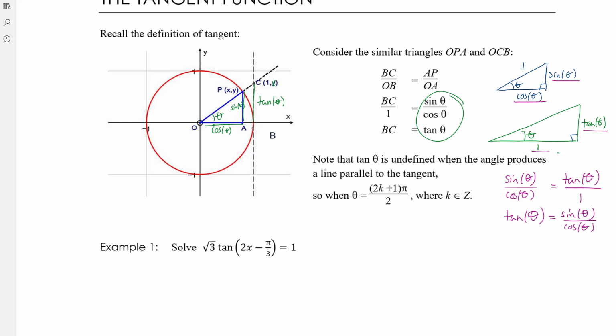We also note from our definition of tan in the unit circle that tan is undefined when the angle produces a line that is parallel to the tangent. That is at the odd multiples of pi on 2: 1 pi on 2, 3 pi on 2, 5 pi on 2, 7 pi on 2, etc. We can express odd numbers as 2k plus 1, where k is an integer. Take any integer, double it and add 1, and you'll have an odd number. Multiply that by pi on 2 and you've got all of the points where tan is undefined, and on the graph those are the asymptotes.